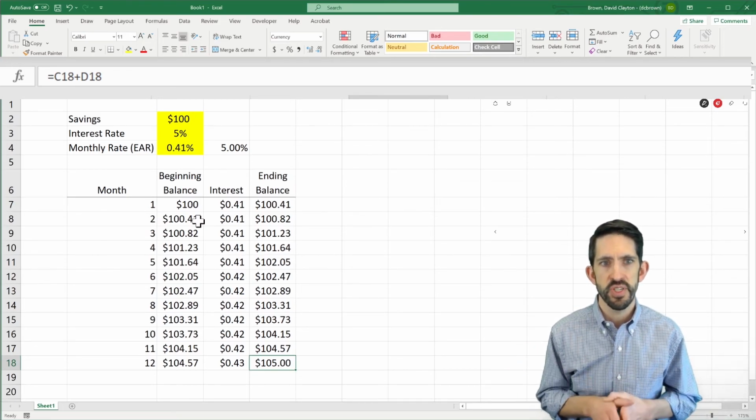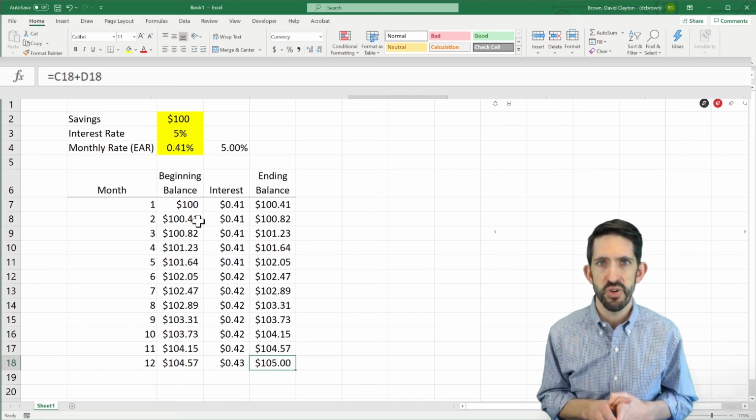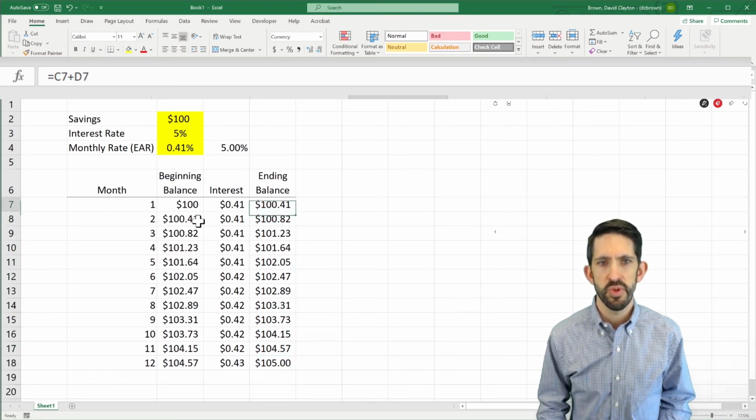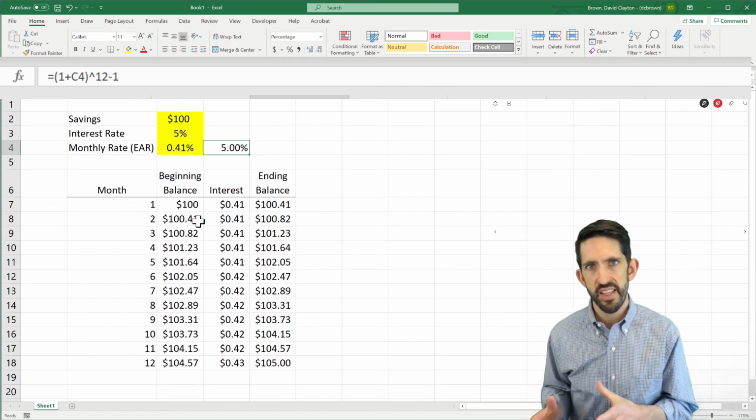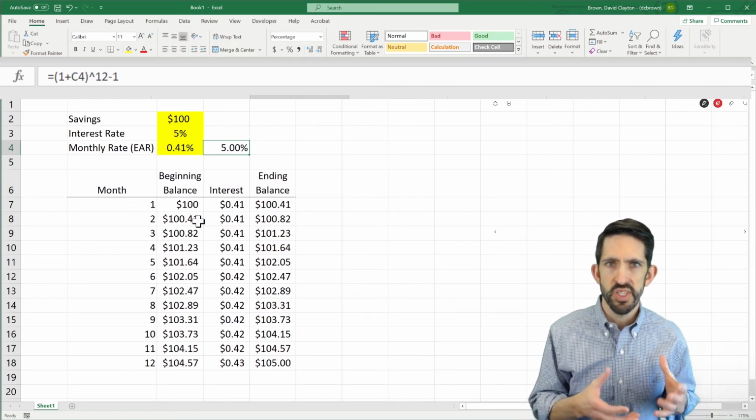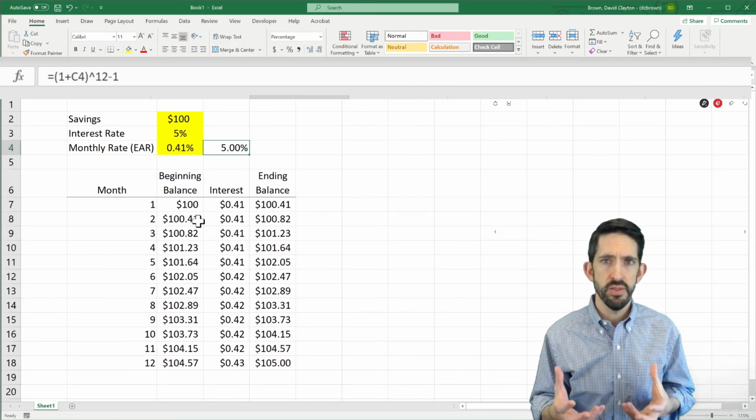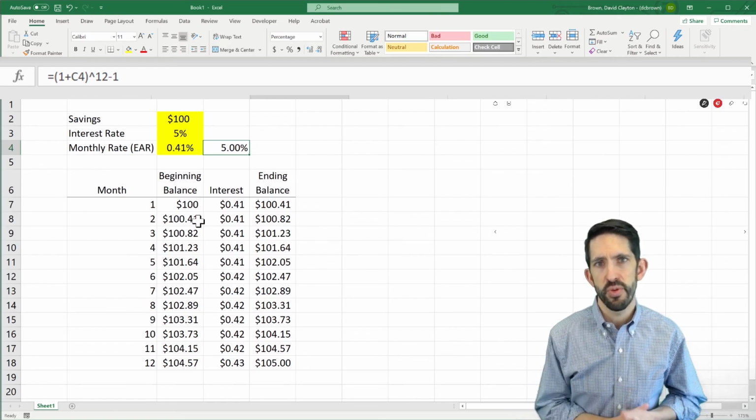$5 is 5% of the $100 we started with. So in this example, when we use the EAR, we get exactly that 5%. When we use the APR, we actually did a little bit better because that interest compounded throughout the year for us.